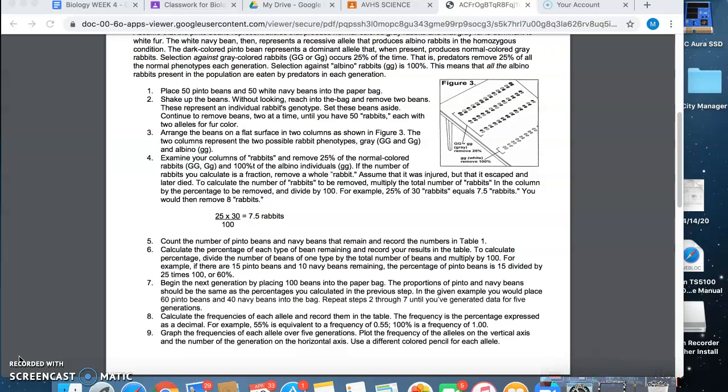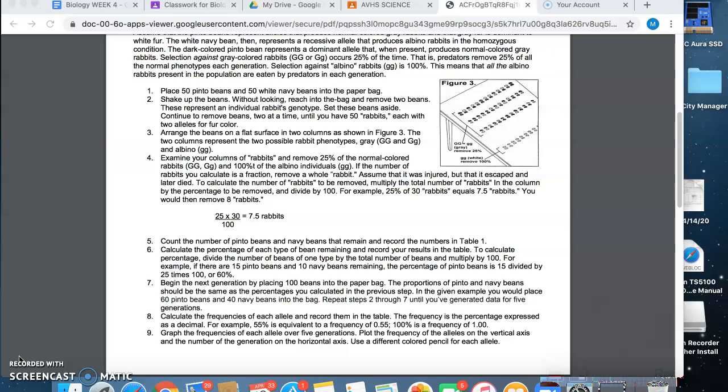Okay, so your paper should look like this right now. You guys see? There we go. All right. We're going to continue to pick, and I'm going to give you the results for generations 2 through 5, and you're going to then finish up the rest of the lab.